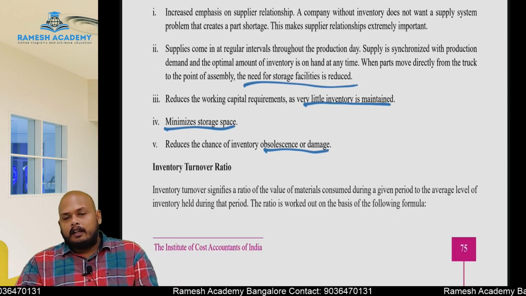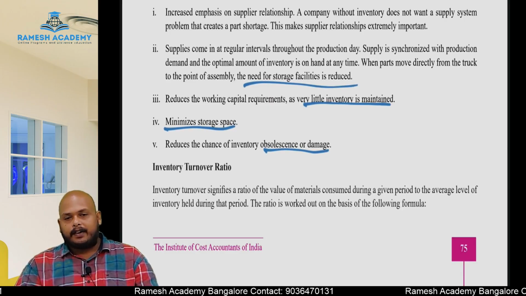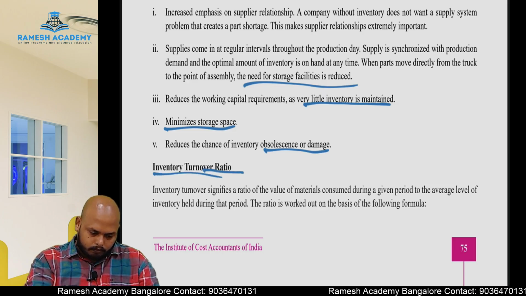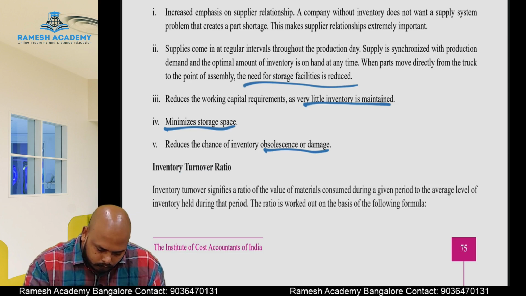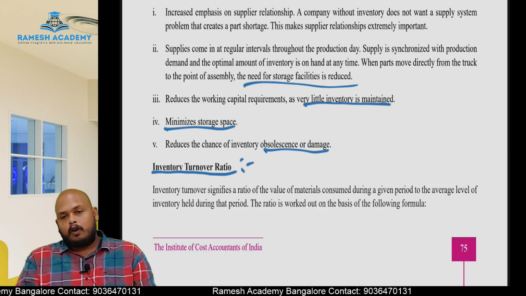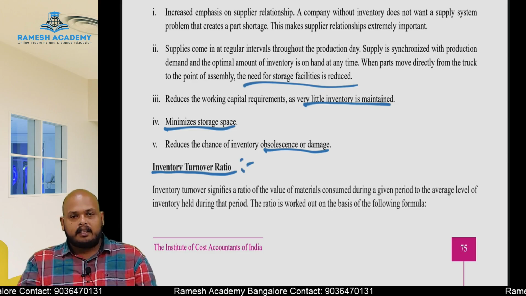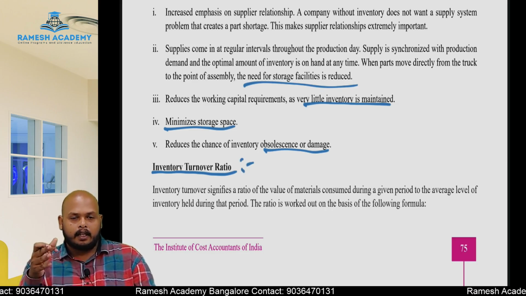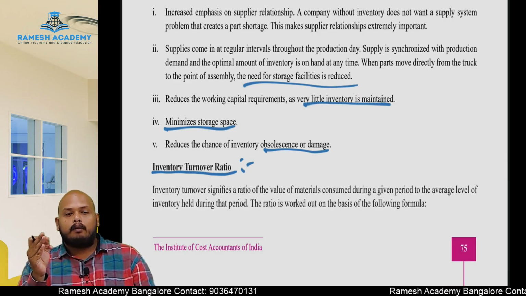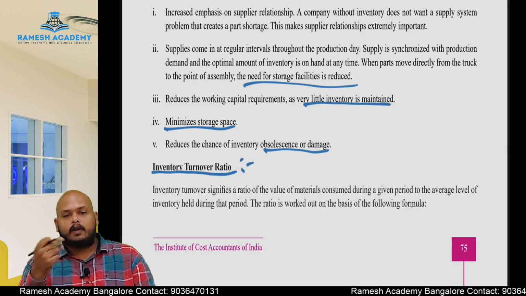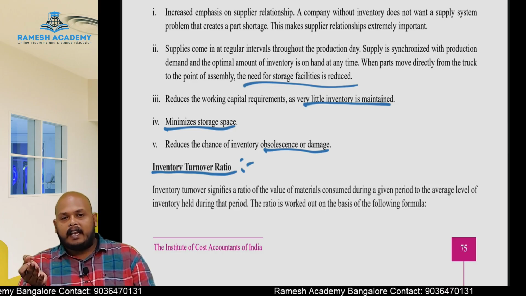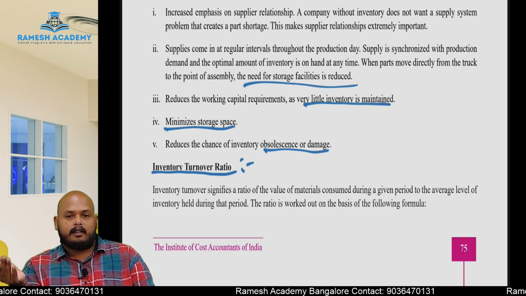Next concept we have is inventory turnover ratio. So what do you mean by this inventory turnover ratio? For what purpose will we calculate this ratio? Basically, inventory turnover ratio is nothing but, the name itself has the meaning. Inventory turnover means how many number of times in a year an inventory is being rotated. If you are calculating the ratio, then that ratio is called the inventory turnover ratio.